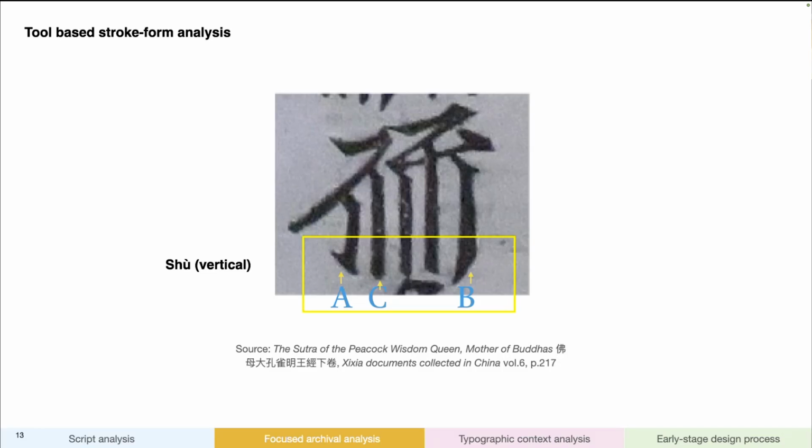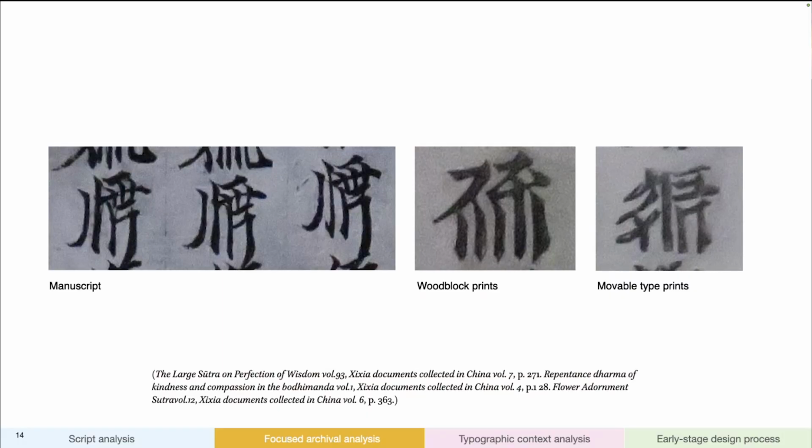The outstroke of this vertical stroke, 树, shows 3 variations within a single character. Through analysis, I find that pattern B appears consistently when the stroke is the final vertical stroke of the character or is in the right bottom corner of a component. To understand this pattern, I compared examples from different media, and I find this feature remains stable across manuscript, woodblock printings, and movable type printings.